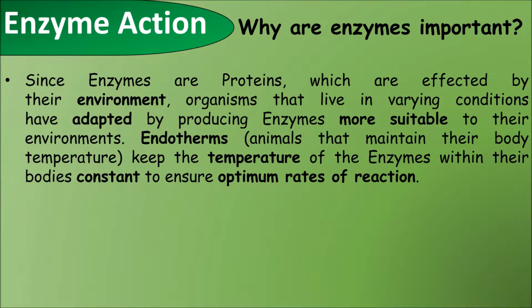Since enzymes are proteins which are affected by their environment, organisms that live in varying conditions have adapted by producing enzymes that are more suitable to their environment. Endotherms, which are animals that maintain their temperature, keep the temperature of their enzymes within their bodies constant to ensure an optimum rate of reaction. That phrase, optimum rate, simply means the best rate of reaction that can occur. It's important to make reference to it.